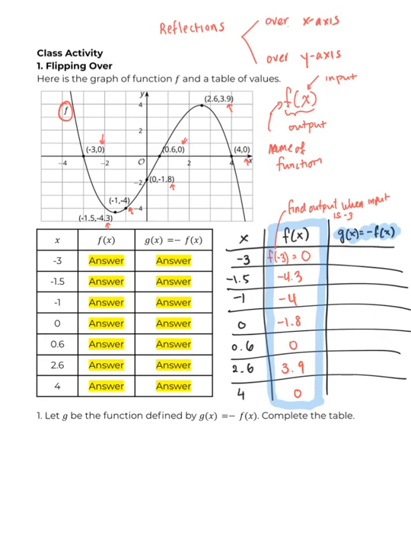For example, g of -3 is negative of f of -3, which is -0, right? But there's no such thing as -0, so it's just going to equal 0. For the second row, it's going to be negative of -4.3, which is positive 4.3. The third row is going to be 4. The fourth row, it's going to be 1.8. 0 is just 0. Then negative of 3.9 is -3.9, and then 0 is going to be 0 again.